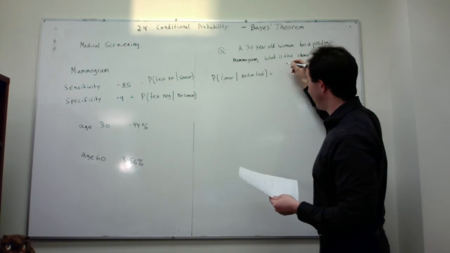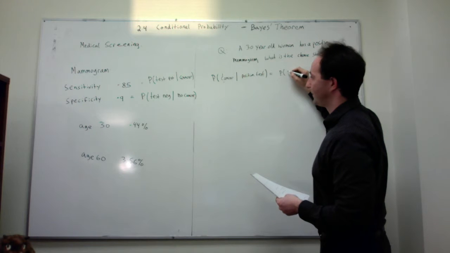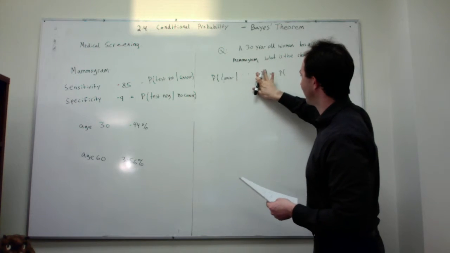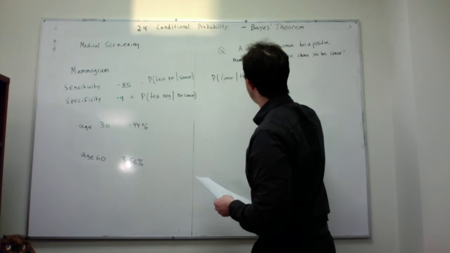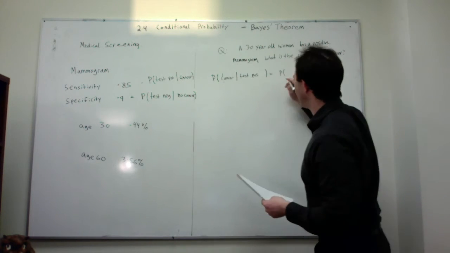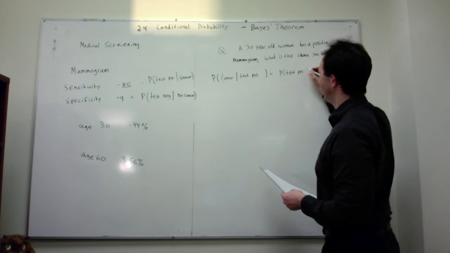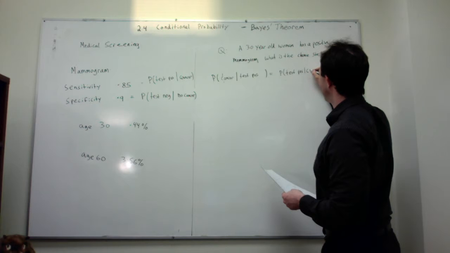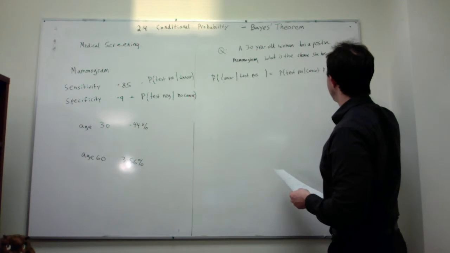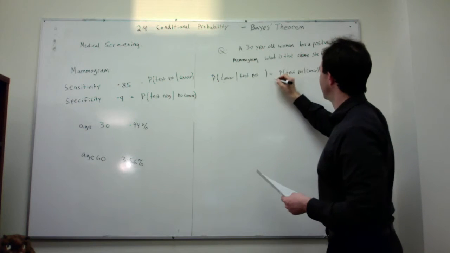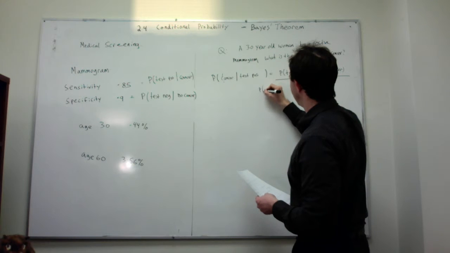Bayes' theorem tells us we can write this as the probability of, I should write this as test pos to be consistent there, the probability that she tests positive, given that she has cancer, times the probability that she has cancer, over this.